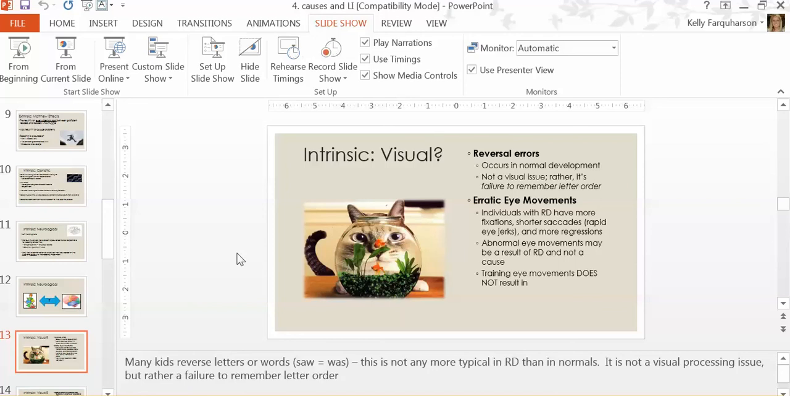So it's not that these erratic eye movements are causing reading disabilities, it's the fact that a child has a reading disability that's causing the erratic eye movements. Training eye movements does not result in improved reading. There was no research to support that even once they trained the eyes to move in a specific way, reading improved at all.